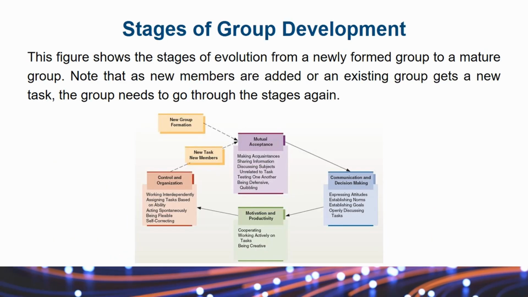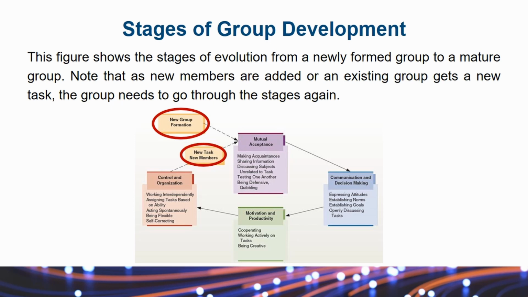The stages of group development. This diagram shows the stages of group development. Groups undergo these stages when a new group is formed and whenever there is a new member in the group or a new task has to be accomplished.